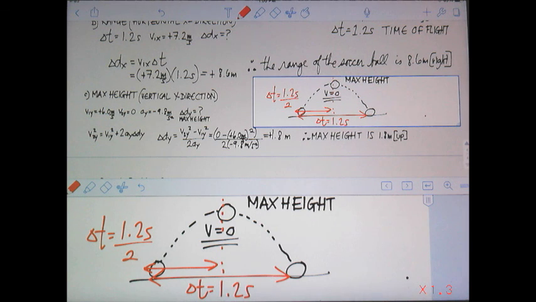For homework after this section, I want you to complete all of the questions that are either type 1 or type 2. In the next lesson, we'll be learning the third type, an object that is released at an angle from a height above the ground.